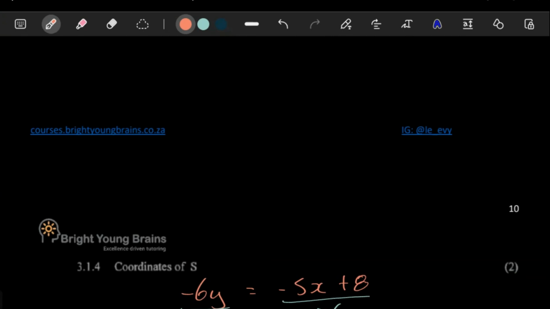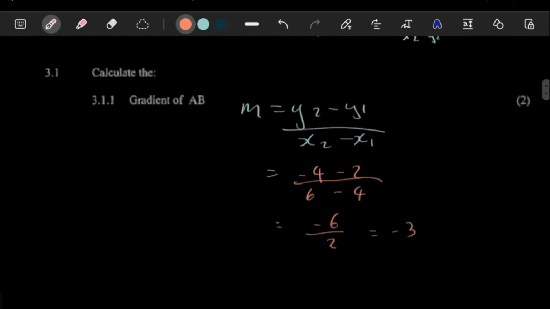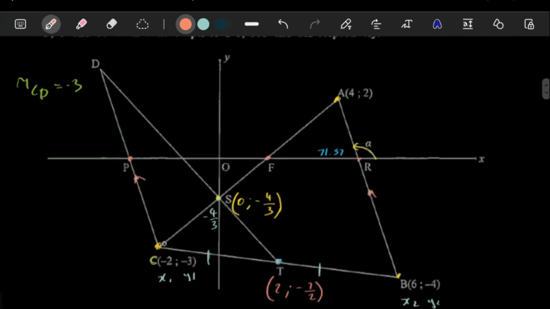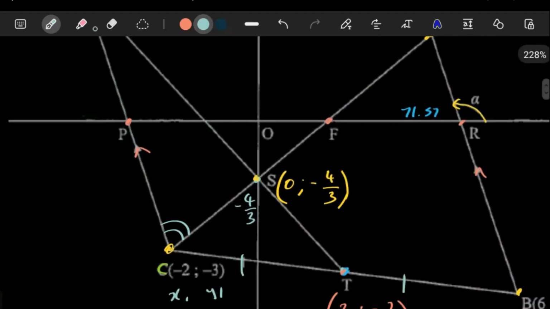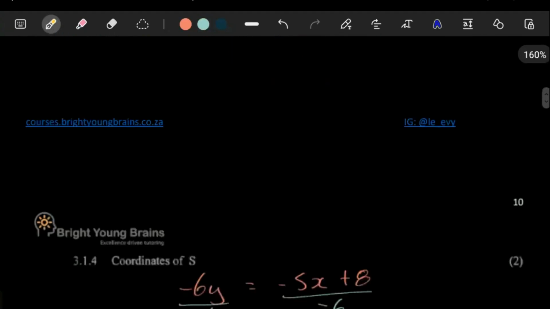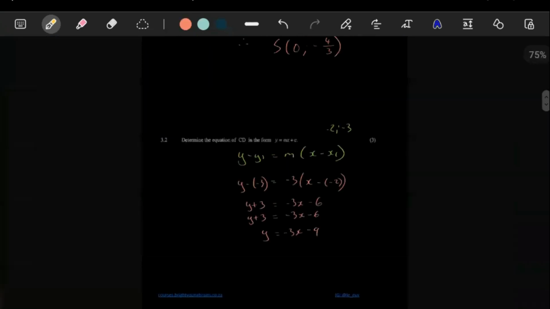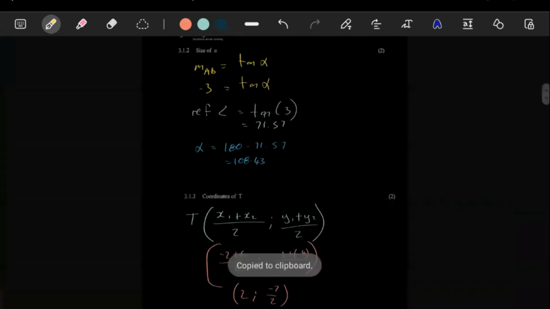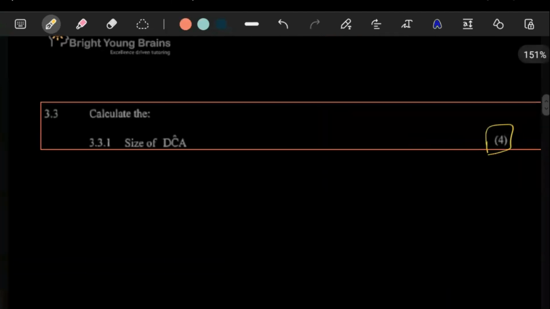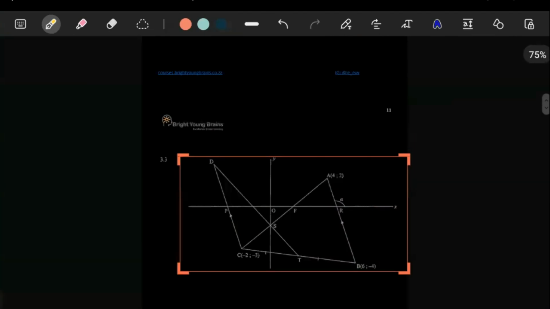So it's okay. Moving on, let's see, calculate the size of DCA. Where is DCA? D, C, and A. So it's this angle here. The one thing that comes to mind with a question like this one is, what is the mark allocation? Because the mark allocation gives an idea of how much you should think. It's a 4-mark question. And instead of us needing to scroll up and down all the time, let's maybe bring the sketch down here so that we can see it nicely.